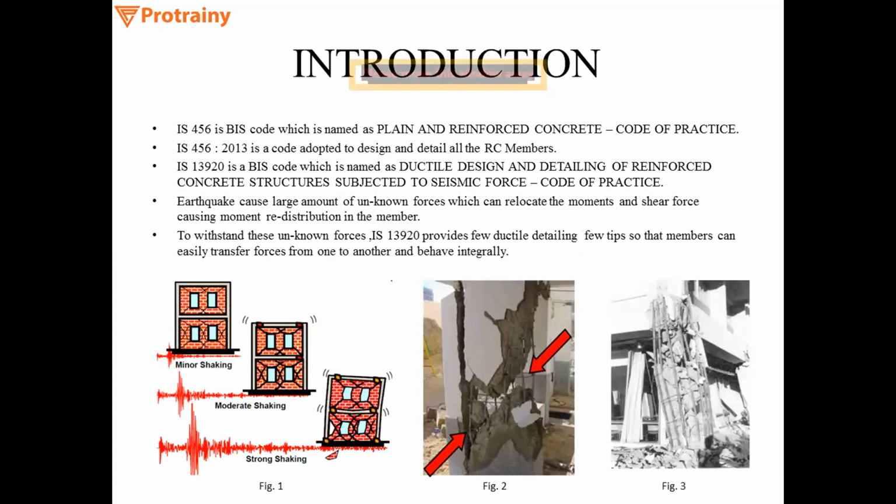IS 456 is a BIS code, which is named Plain and Reinforced Concrete Code of Practice, which itself consists of so many clauses and so many formulas.